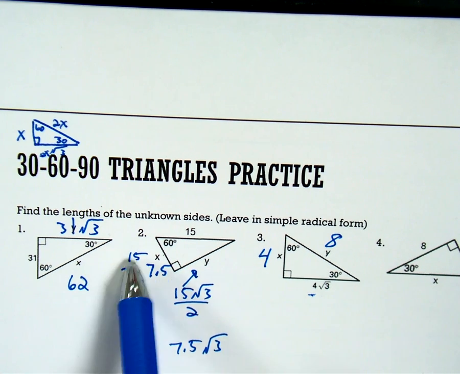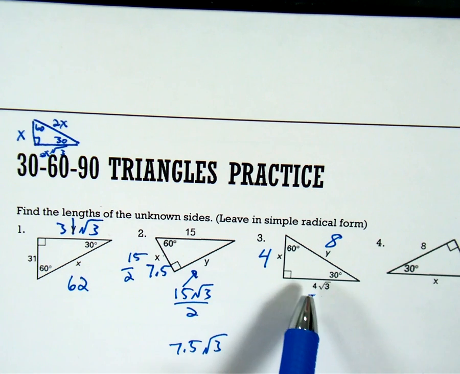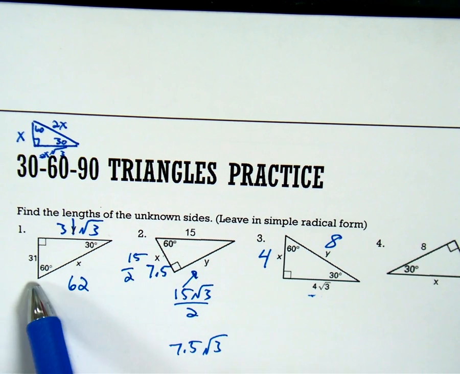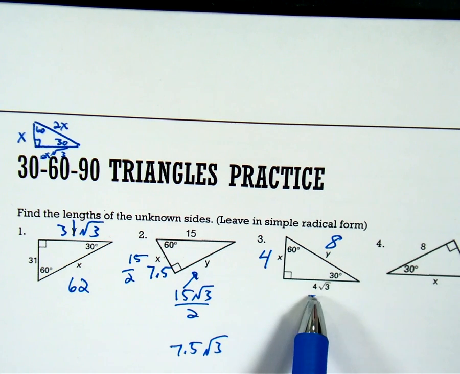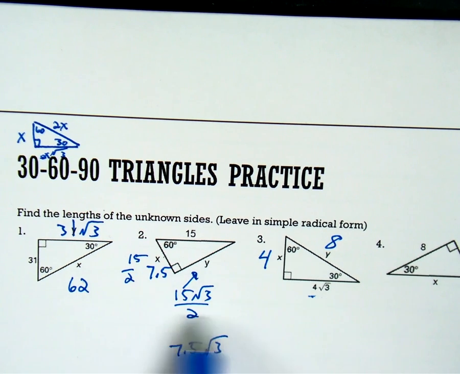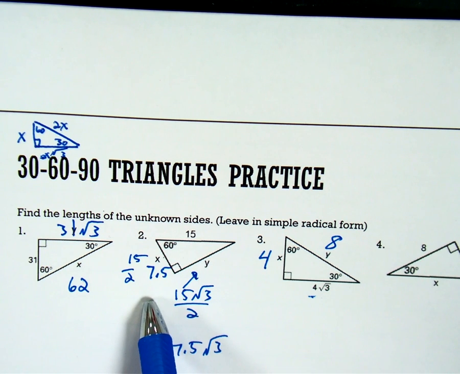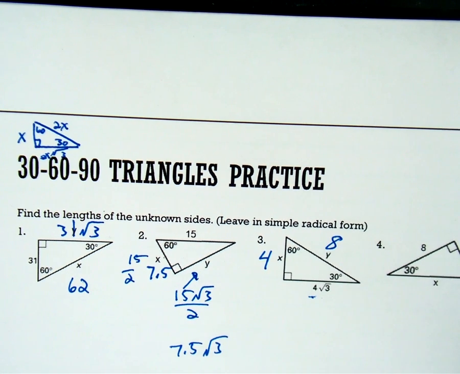So that was an example of each possibility. What do I do if I was given the short leg? What do I do if I was given the hypotenuse? What do I do if I was given the long leg? For the most part, those were all pretty much ideal: whole numbers, and we had a 0.5 there, still not terrible.